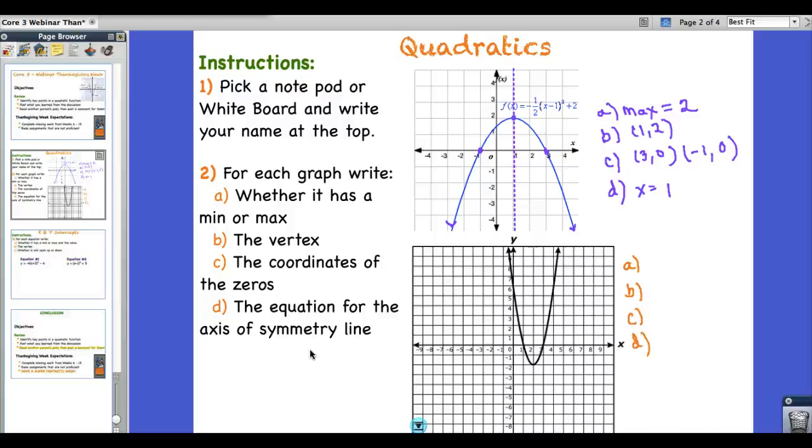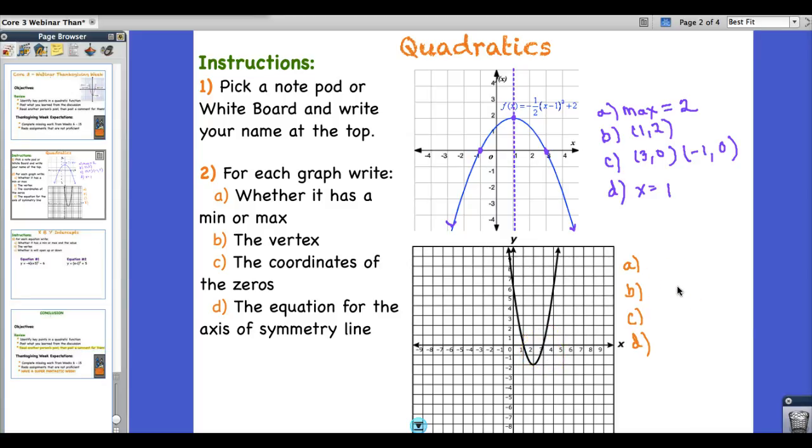And let me look at what you guys are seeing. So, okay, if we look at how you guys did, everybody is saying it has a minimum. You guys are awesome, very good. And the minimum value is down here at -2. Good job. So A is minimum. Your vertex is at 2, -2, and it looks like you guys all said that too.